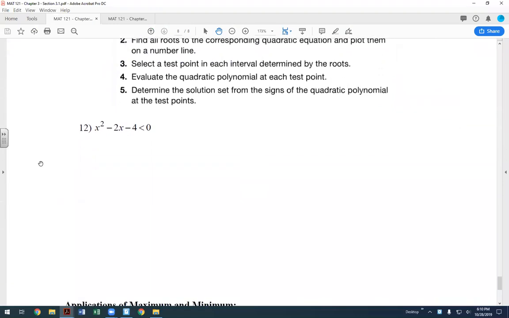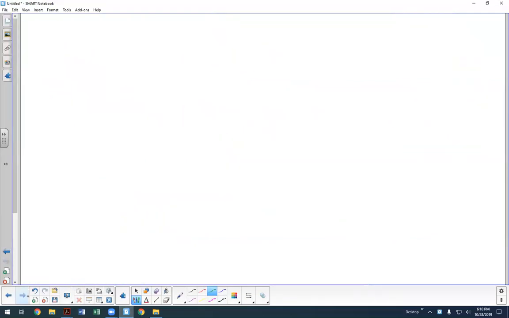So we're changing our function here. You've got x squared minus 2x minus 4. It's already in the standard form. So we need to start by finding our roots in this case. So for we've got x squared and this time they're giving us less than 0.